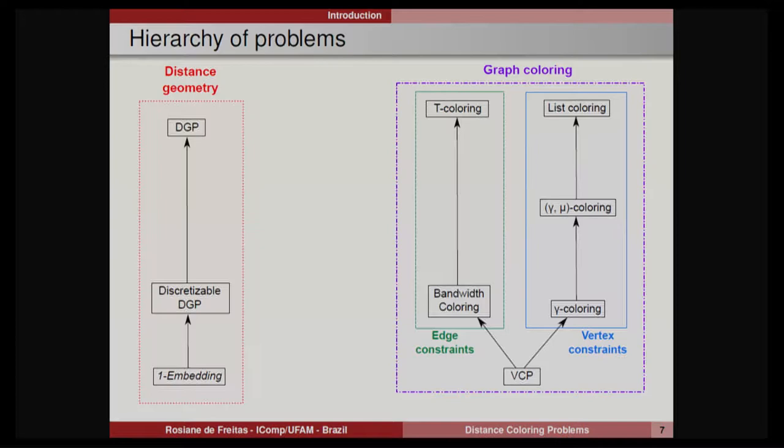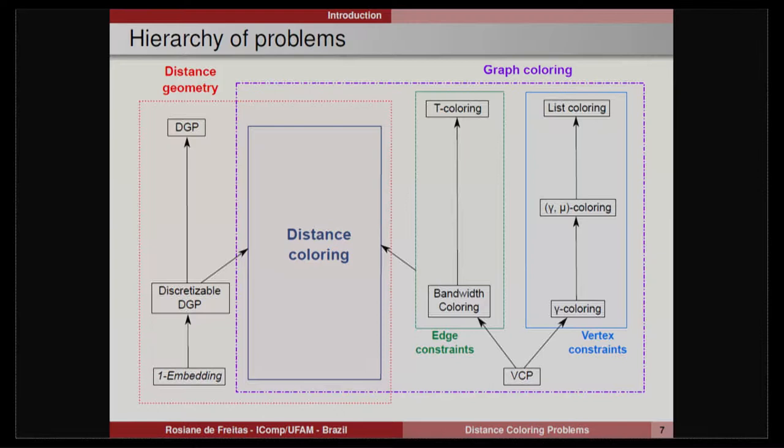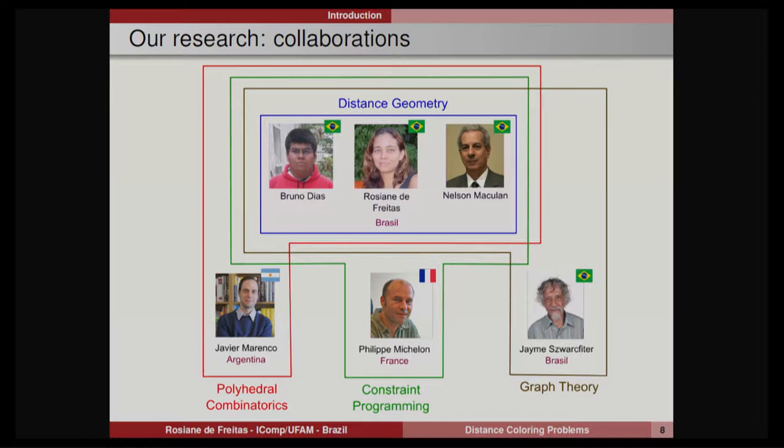So, we proposed some problems in this space, correlating them with the classical hierarchy of the graph coloring problems and also with the hierarchy of distance geometry problems, normally the one-dimensional DGP, the DGP in one dimension. These are our partners: in graph theory, Jayme Szwarcfiter; in constraint programming, Philippe Michelon; mainly in polyhedral combinatorics, Javier Marenco; and integer programming and distance geometry, Maculan, in all of the results.